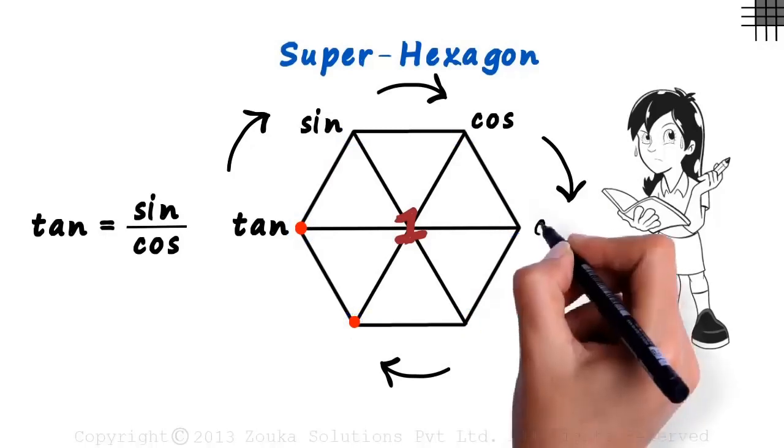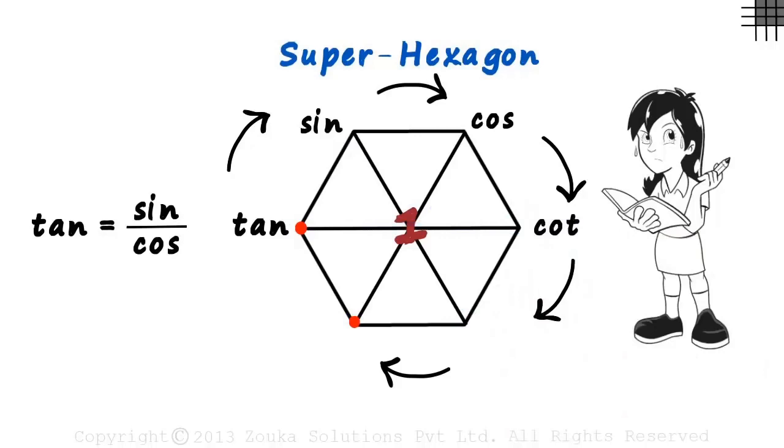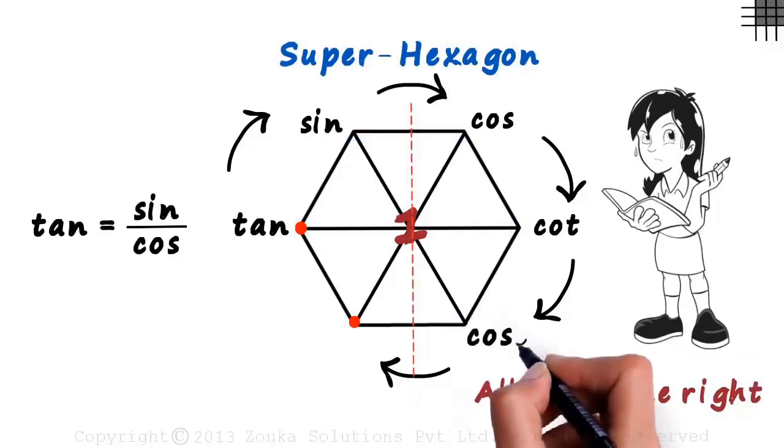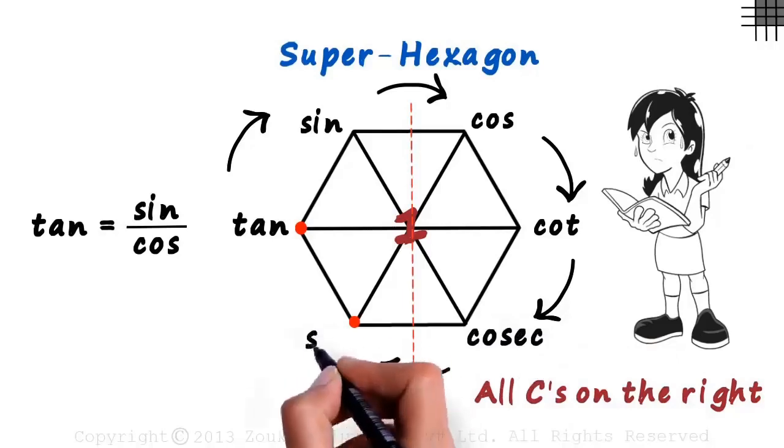We write cot opposite to tan. Remember, cotangent opposite to tangent. What remains is cosec and sec. If we draw a vertical line through the center of the hexagon, we will have 3 vertices on the left and 3 on the right. So to remember what's written on this vertex, just remember that we have all functions starting with c on the right side. So we write a cosec here, and what remains is sec.